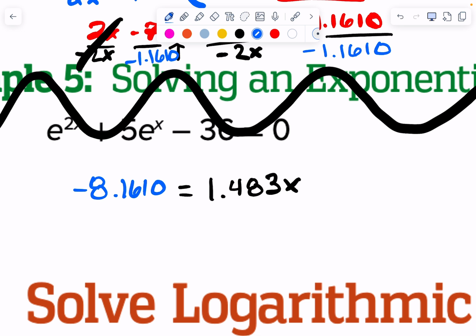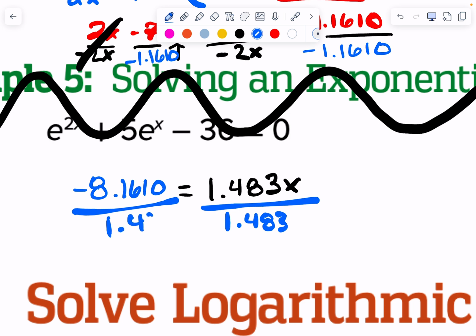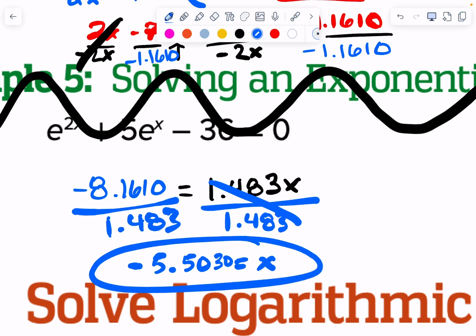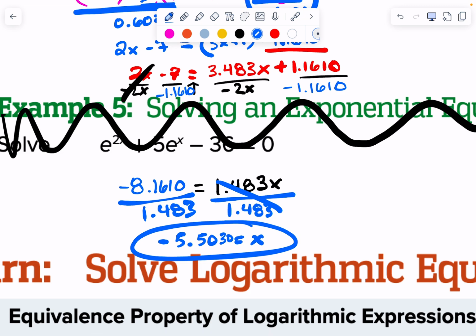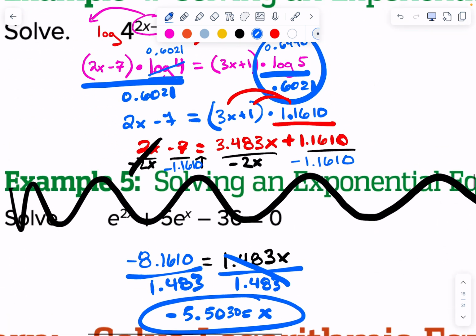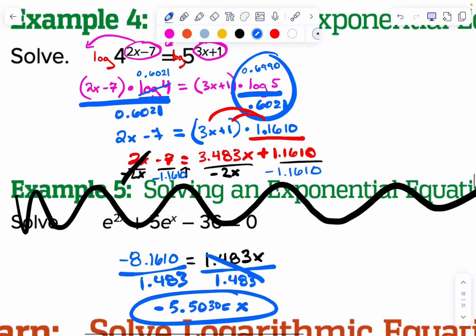And then we are going to last divide by 1.483. X equals negative 5.5030, or you could just say negative 5.503. So it's just one big fat algebra problem.